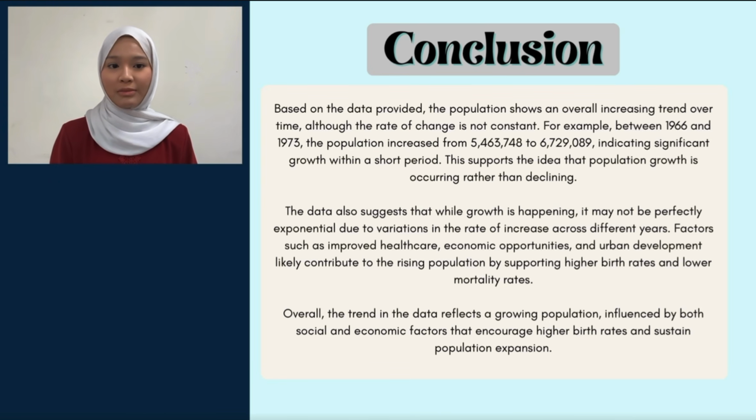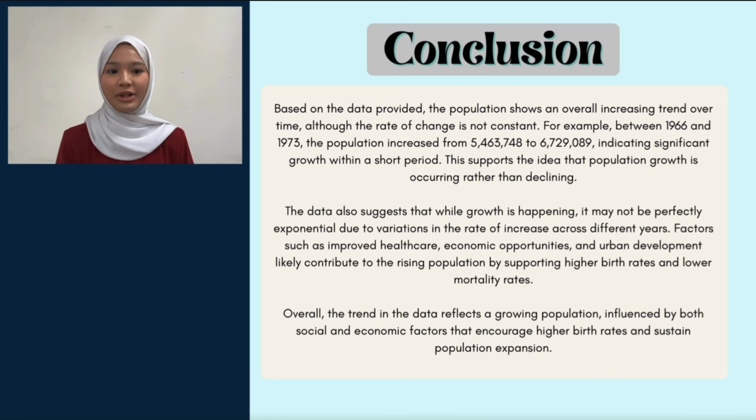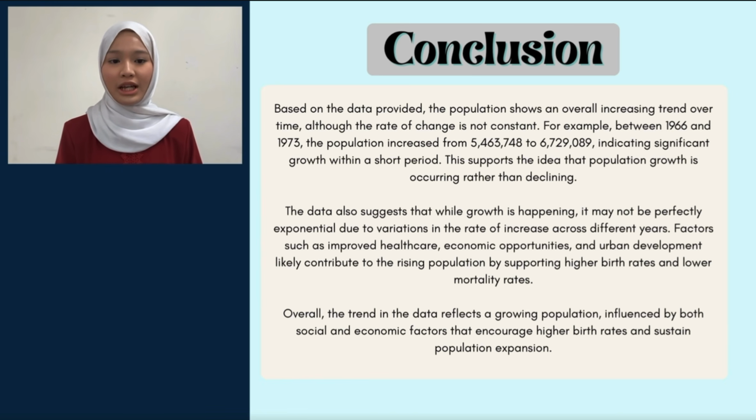In conclusion, based on the data provided, the population shows an overall increasing trend over time. For example, between 1966 and 1973 shows a significant growth within a short period. This supports the idea that population growth is occurring rather than declining. The data also suggests that while growth is happening, it may not be perfectly exponential due to variation in the rate of increase across different years. Factors such as improved healthcare, economic opportunities, and urban development likely contribute to the rising population. Overall, the trend in the data reflects a growing population influenced by both social and economic factors that encourage higher birth rates and sustain population expansion.